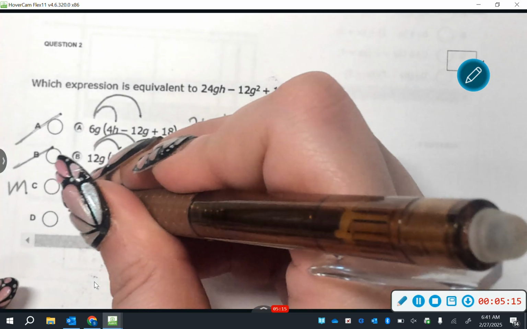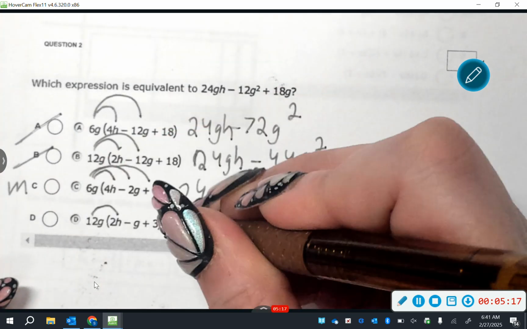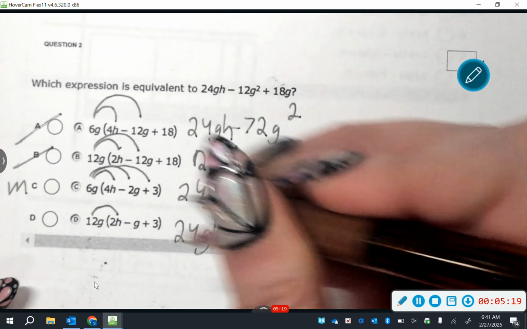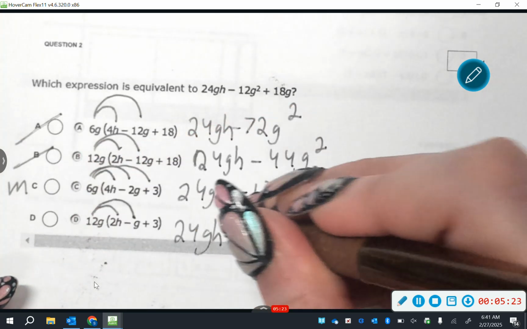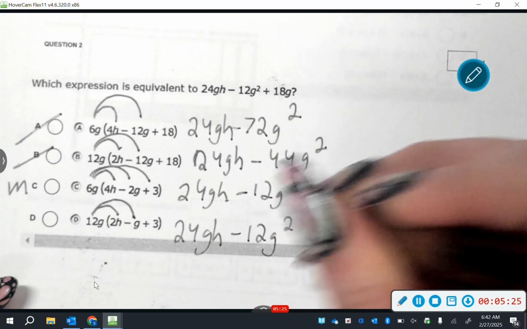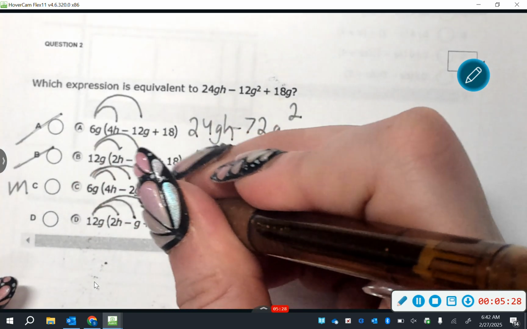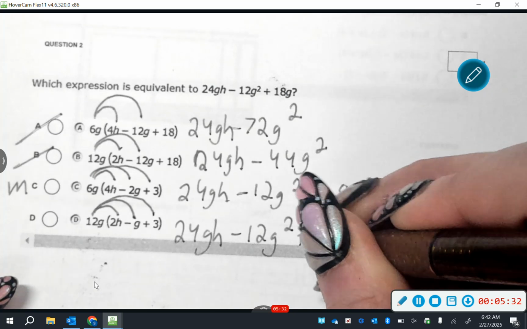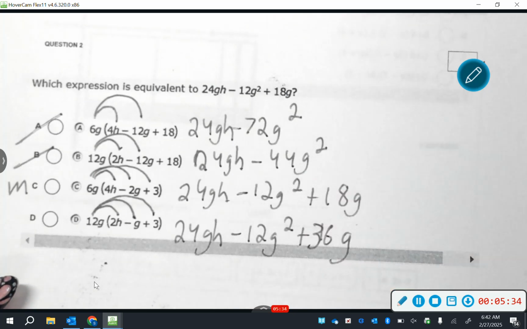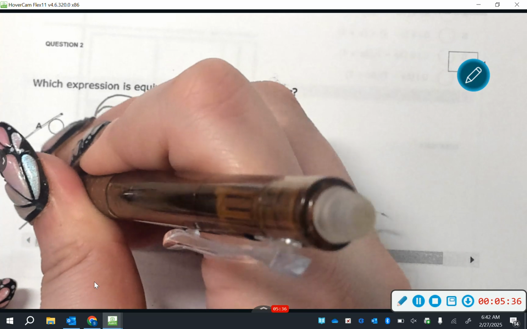Distribute on this one. 12 times 2 is 24gh. 12 times negative g is negative 12 g squared. 12g times 3 is going to be plus 36g. So our answer has to be C.